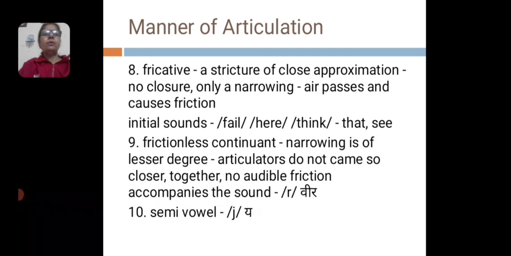Fricatives have a structure of close approximation. They are coming closely to each other. No closure is there. Only some narrowing is there. Air is passing with audible friction. Initial sounds in fa, fail, ha, here, th, think, that, and see. Frictionless continuants: narrowing is of lesser degree. Articulators do not come so close. No audible friction. It accompanies the sound ra in veer, rani. We are speaking ra very easily, and there are some semi-vowels, for example, ya in English.